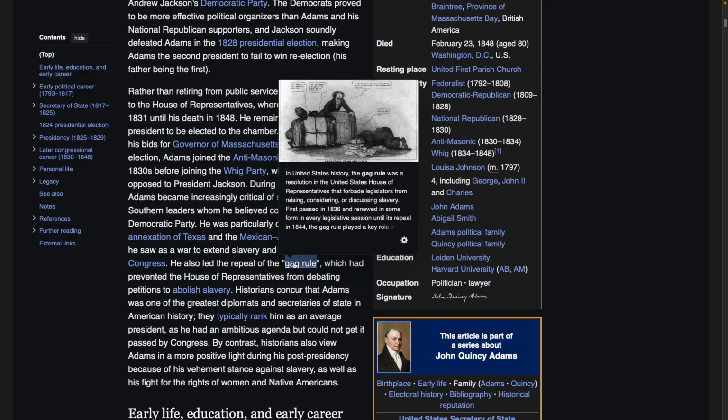Historians concur that Adams was one of the greatest diplomats and secretaries of state in American history. They typically rank him as an average president, as he had an ambitious agenda but could not get it passed by Congress. By contrast, historians also view Adams in a more positive light during his post-presidency because of his vehement stance against slavery, as well as his fight for the rights of women and Native Americans.